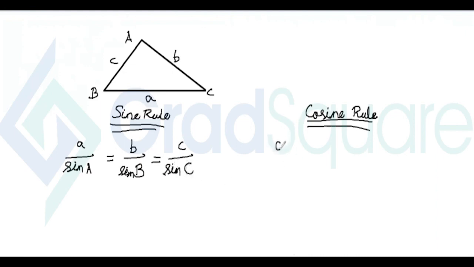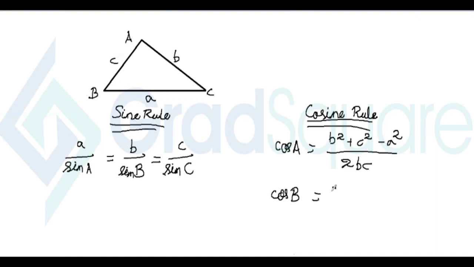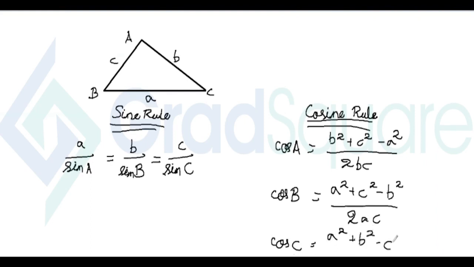The cosine rule for a triangle states that cos of angle A is equal to b square plus c square minus a square by 2bc. Cos of angle B is equal to a square plus c square minus b square by 2ac. And cos of angle C is equal to a square plus b square minus c square by 2ab. Right.